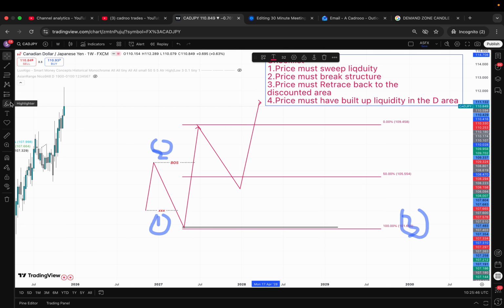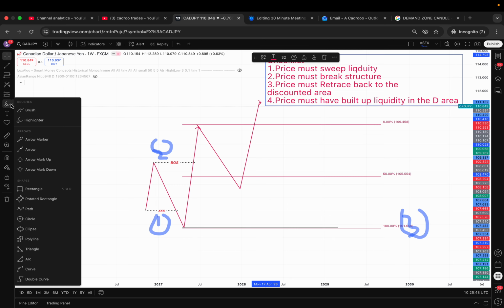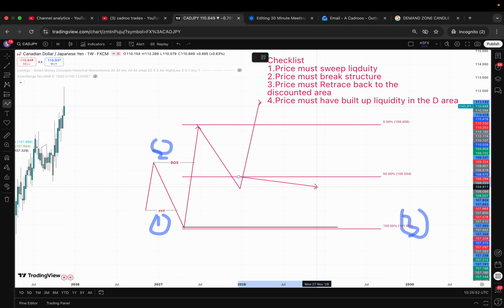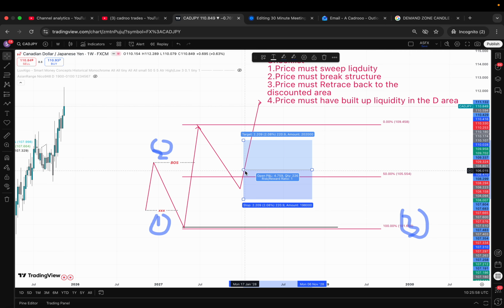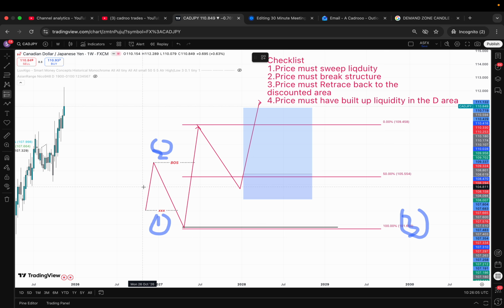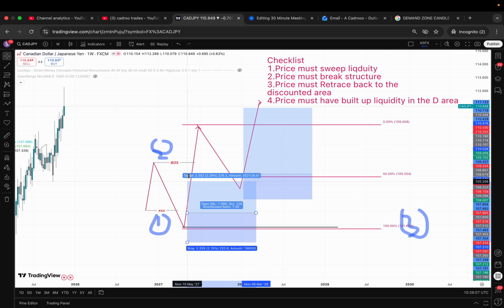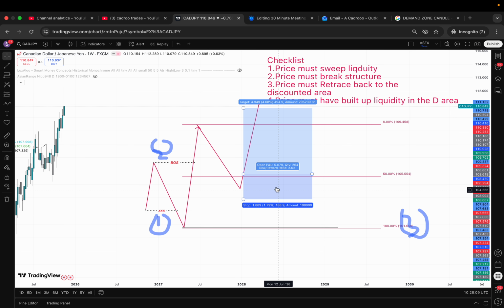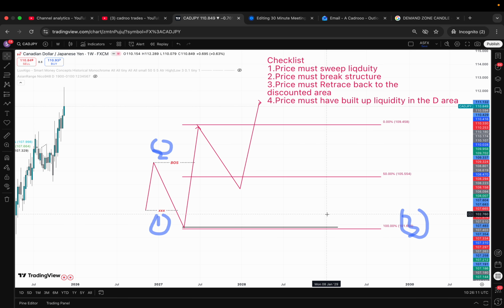So as I've been taught, the basic market structure, whenever there's a break of structure, what do you do? You just buy from here. Whenever there's a break of structure, you just buy. Nah, that is not how I trade. So what do we do?